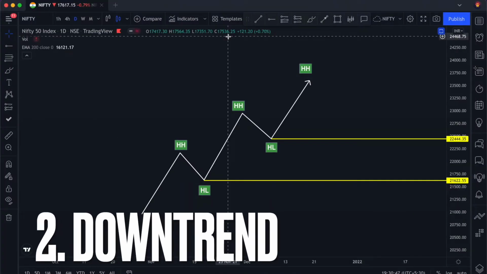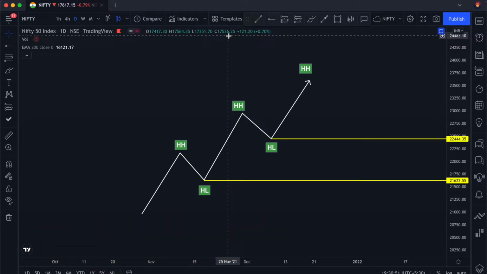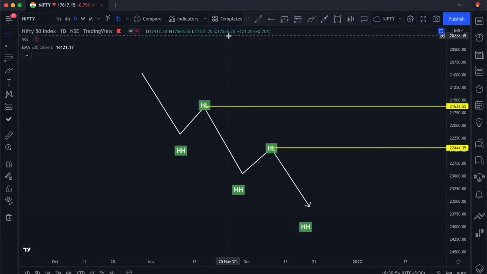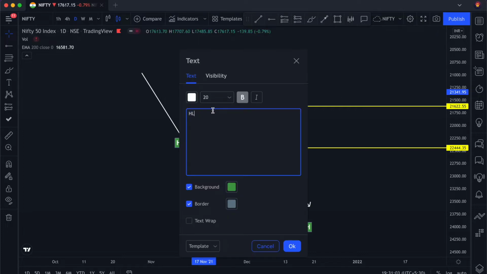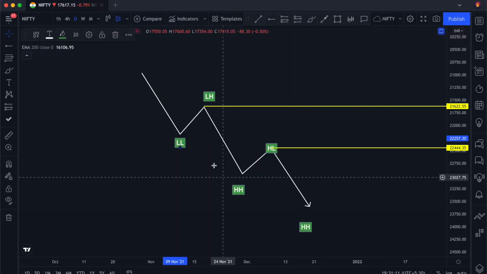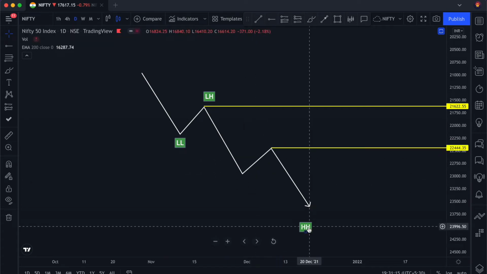Now, let's talk about downtrend. Downtrend is similar to an uptrend, so there is nothing new here. I'll just quickly invert the chart and show you how. Now, instead of higher high and higher low, this will be known as lower high, and this bottom part will be known as lower low. Since we are heading lower, it will be known as lower low, and similar for over here as well.